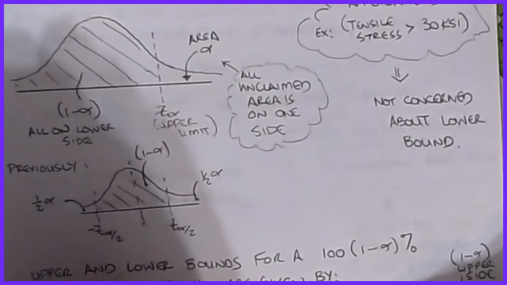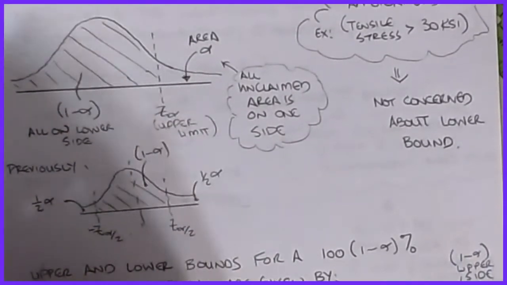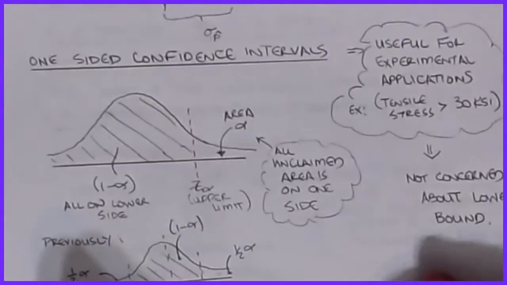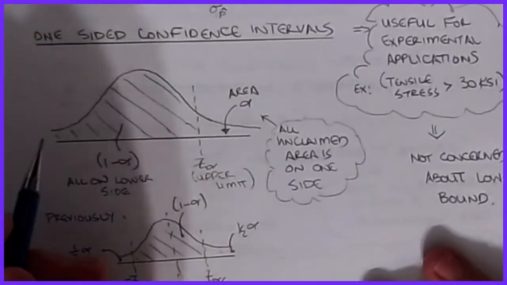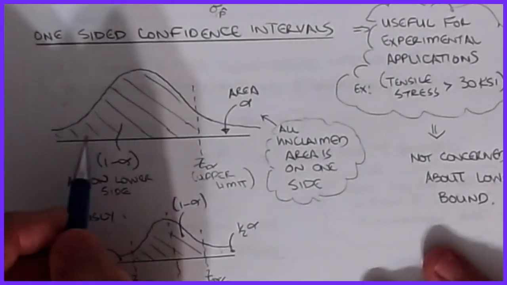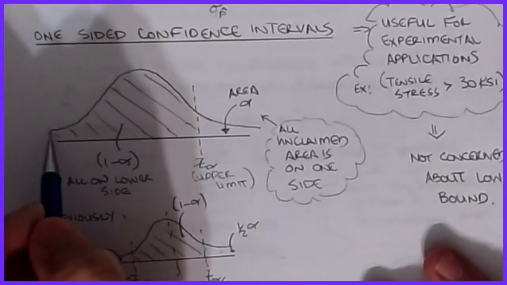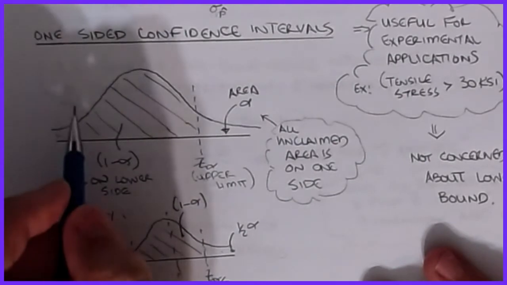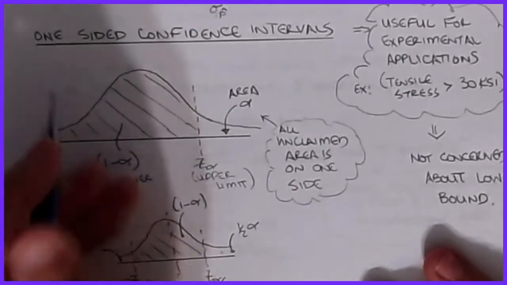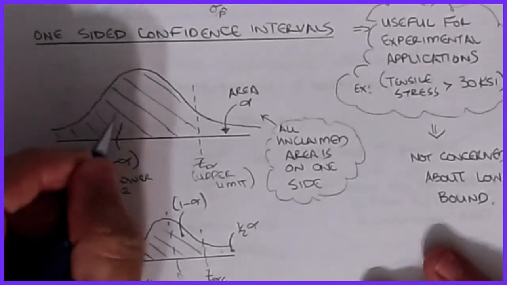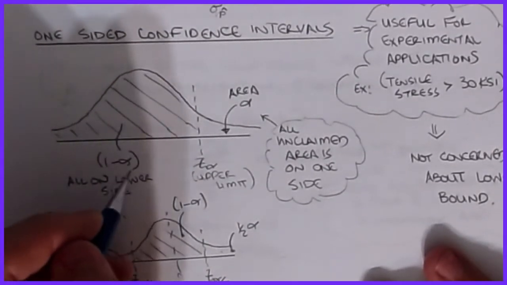Okay, a one-sided confidence interval is a little bit different. It requires a little bit of a correction. Okay, so this is what we call our lower side, in which we're looking for the probability of being less than some set value. And the shaded region in this is still 1 minus alpha, just like we did before.